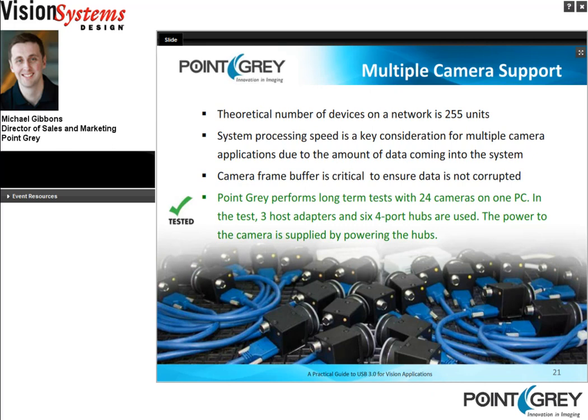One thing to keep in mind again is a camera frame buffer is critical to ensure data is not corrupted. As an example of some of the testing that we've done, long-term tests with 24 cameras on a single PC. In these tests, we used 3 cards, 6 4-port hubs, and basically networked them all together in a single system.